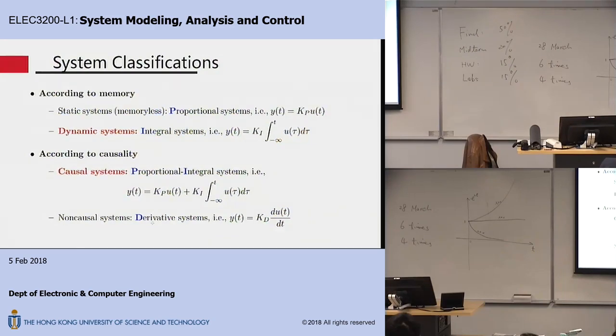Then you say, okay, what happens to this so-called derivative system? You probably have heard people talking about PID, etc. Then you know that P and I are causal. What about D? What is a D system? A D system is like that. The output is the derivative of the input.